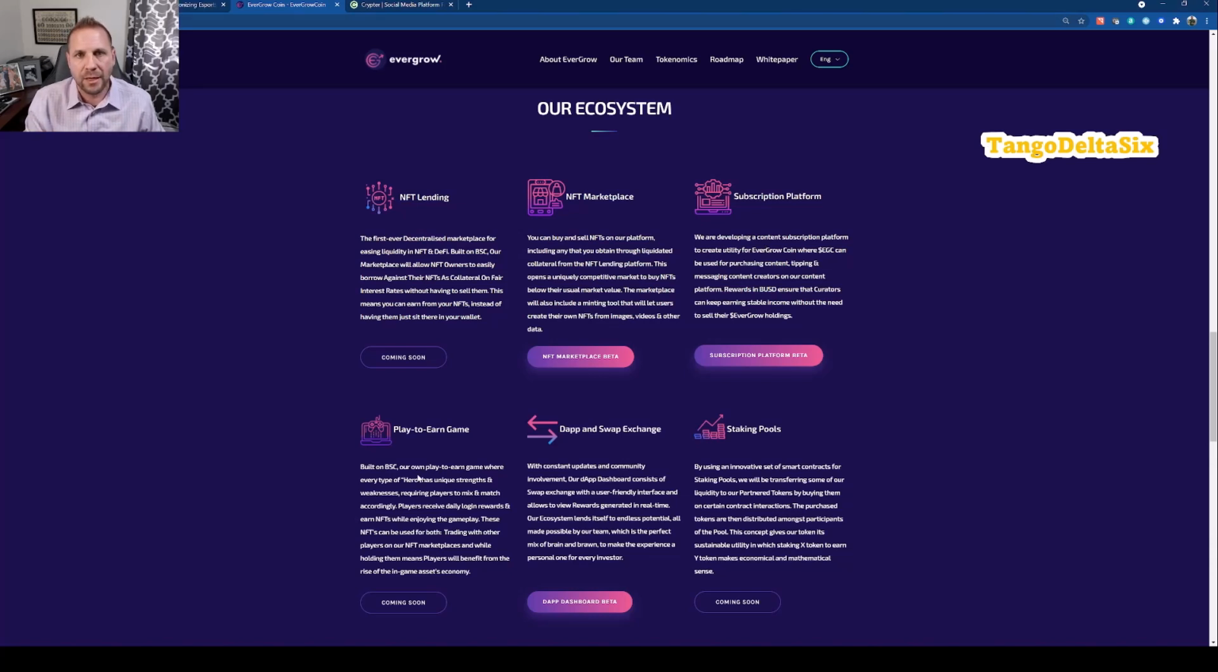Other things that are being announced: a play-to-earn game, a dApp and swap exchange, and then ultimately they're going to do staking pools where you can take your Evergrow and stake it to earn a profit back on that. So they're continuously adding multiple things to this universe that will make it a high-volume, high-use token with much utility, so you'll see a constant volume that'll be predictable, recurring revenue coming out of this token.